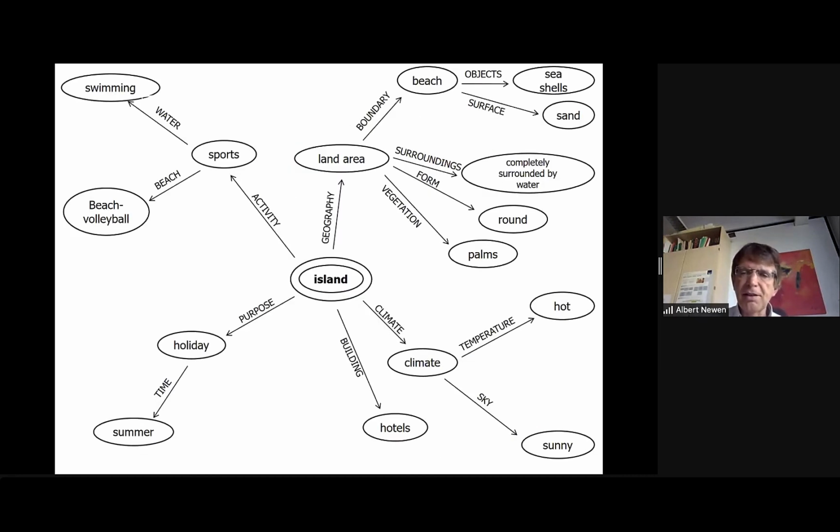Certain climate that is typically sunny and temperature hot. It has certain buildings like hotels, and all these features are now a little bit more organized, distinguishing at least subjective related affordances and objective typical features of the object. Finally, with 9 or between 7 and 9, we observe the shift that the children learn to understand the defining feature that it is a piece of land completely surrounded by water.